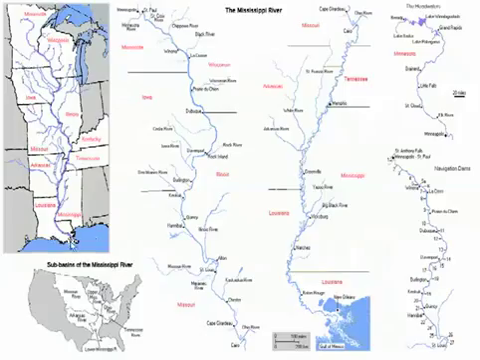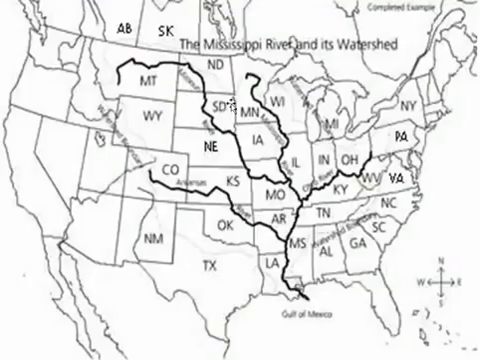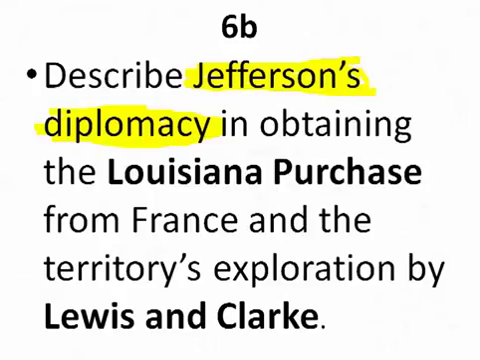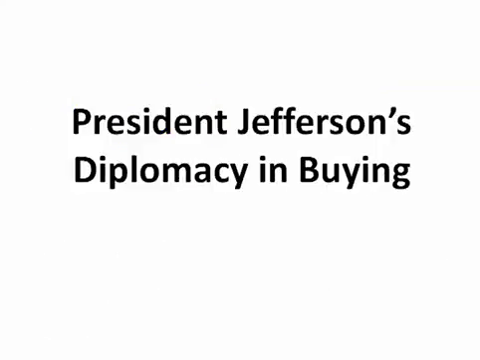And here's another little visual of the Mississippi River going all the way up and how it stretched out into the western part of where the United States was. And so we see these rivers are crucially important for United States trade in the West. And alright, so let's describe Thomas Jefferson's diplomacy in purchasing the Louisiana Purchase. Alright, so that's a focal point.